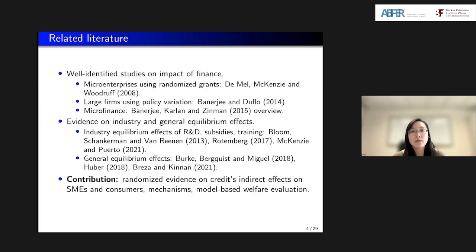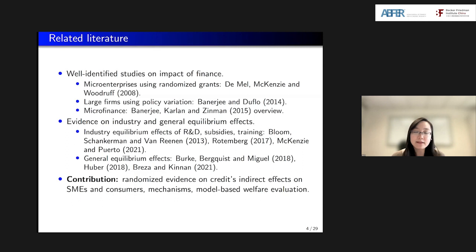So this work builds on and contributes to two main literatures. First, we build on the studies looking at the impact of finance on firm performance. For example, the Mao, McKenzie, and Udry 2008 paper randomized cash grants to micro enterprises and estimated returns to capital. Banerjee and Duflo 2014 study a policy change in India and show that big firms in India are severely credit constrained. There's also a line of research evaluating the impact of microfinance. So what we add in this paper is to also estimate the indirect effect of credit.